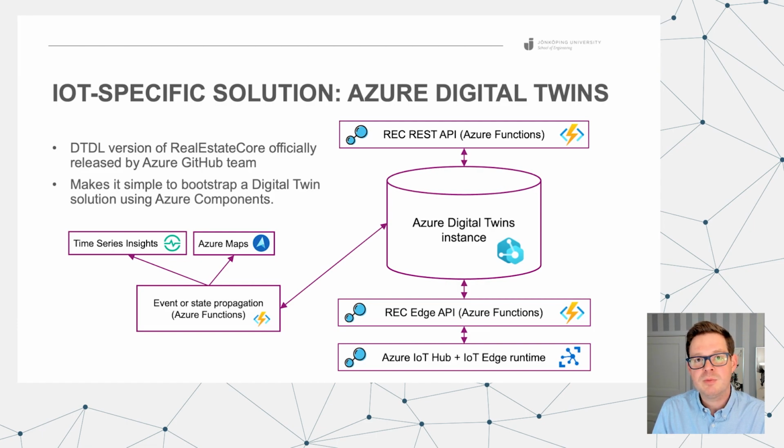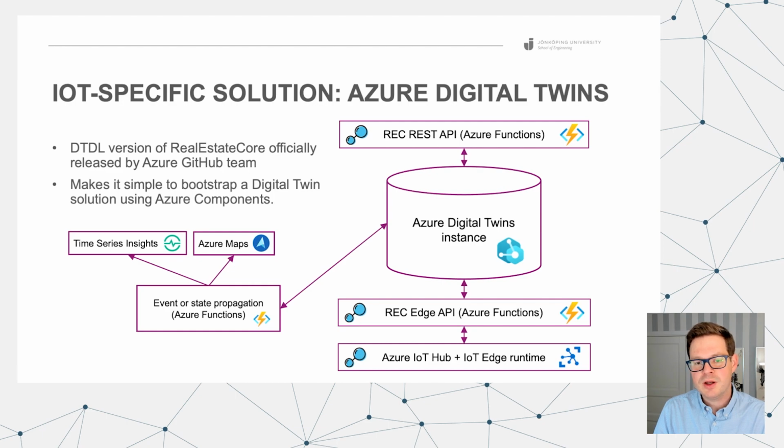Now, DTDL is Microsoft's Digital Twins Definition Language. So what we're essentially doing is generating DTDL models directly from RealEstateCore through a translation mechanism, again. And this makes it very easy to bootstrap an Azure Digital Twins solution using Azure components. Now, in the process of translating from RealEstateCore to the DTDL version, there are some features that aren't included because they overlap with what's built natively into the DTDL language. So some features are left out, but those are instead replaced by native features in the DTDL language.